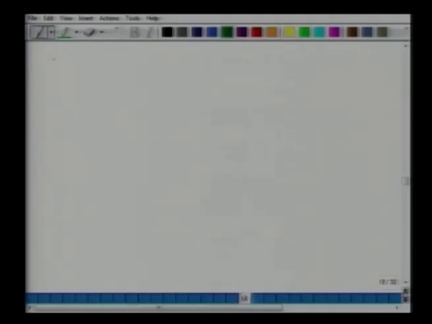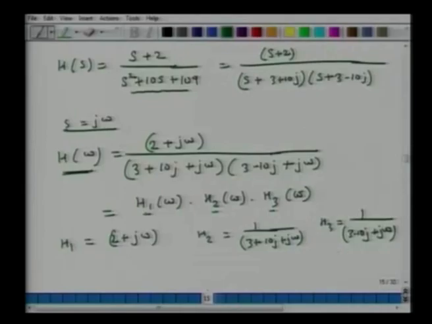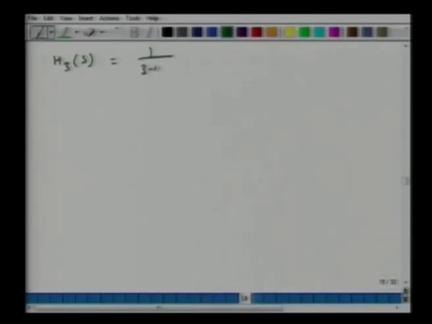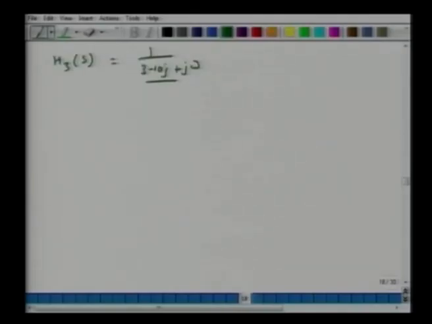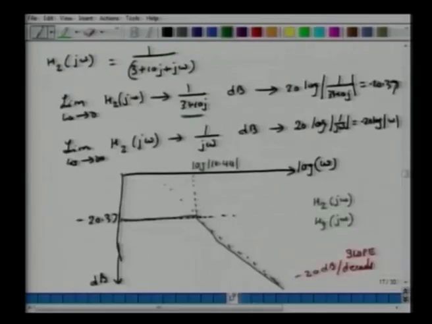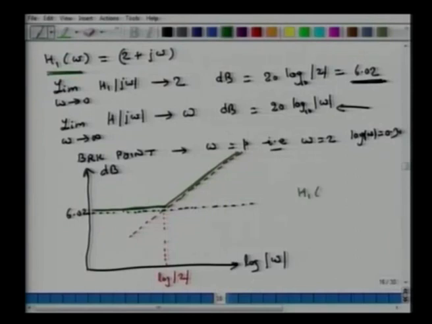I can do the same exercise for H3. So my H3 is essentially 1 over 3 minus 10j plus j omega, and my Bode plot will be identical. So this is my Bode plot for H2 j omega, and when we do all the math, we will find that the Bode magnitude plot for H3 j omega will be the same as this plot, because the magnitude of the denominator does not change with the change in sign here. So I have constructed a plot for H2 and H3, and I have constructed a plot for H1 j omega.